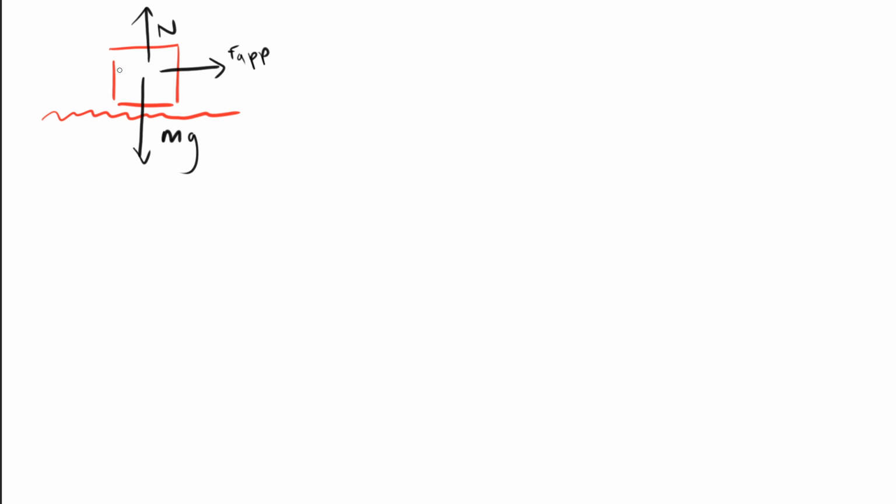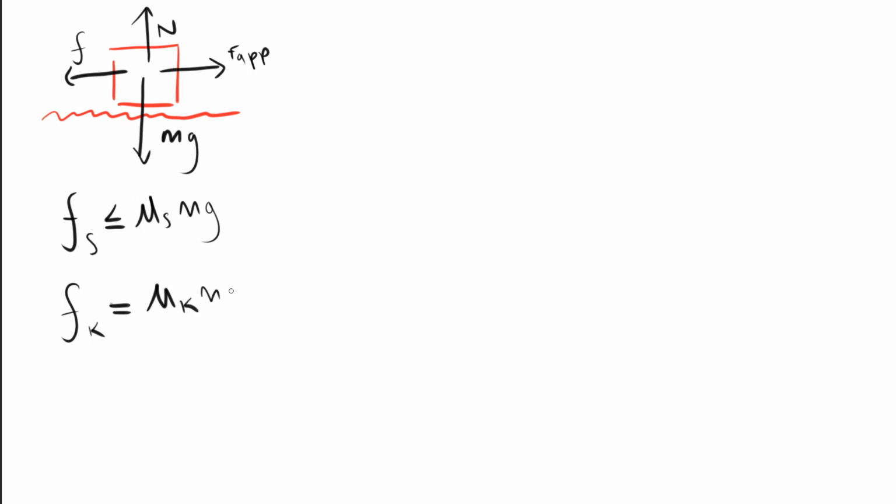And then we're going to call the force going in the opposite direction. Again, these aren't to scale, the force of friction. Now, we're not going to give it an S or a K just now, because what we want to do now, understanding that our different formulas are F sub S is less than or equal to mu sub S mg, and the force of kinetic friction is equal to mu sub K mg.